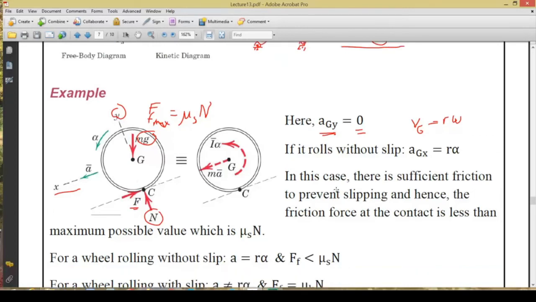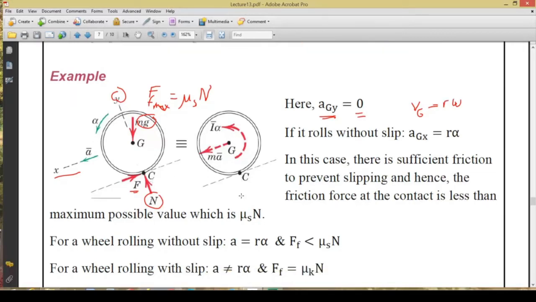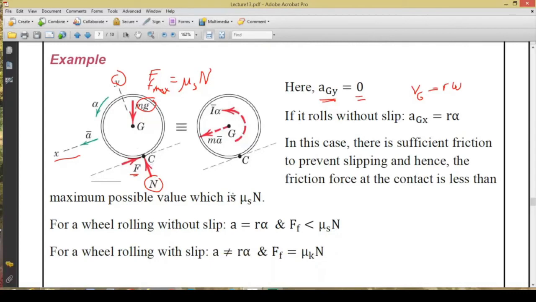Now, how do we understand if there's sufficient friction so that the wheel will not slip? So no slippage will occur. How do we know that? We need to take a look at the maximum friction value, which is going to be calculated by this mu s, which is the static friction coefficient, times n.